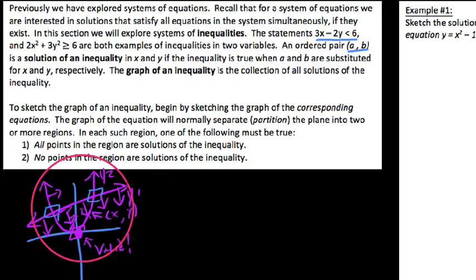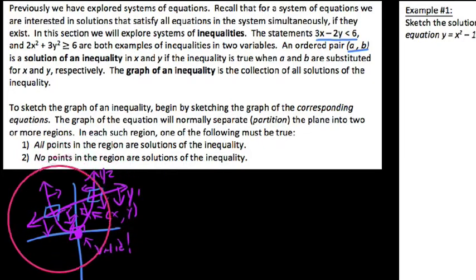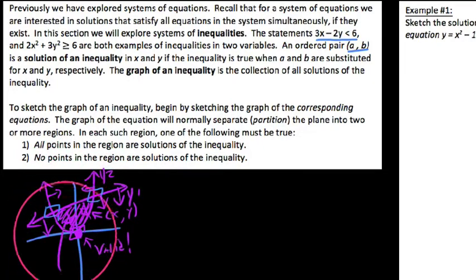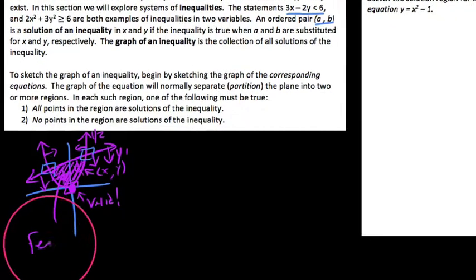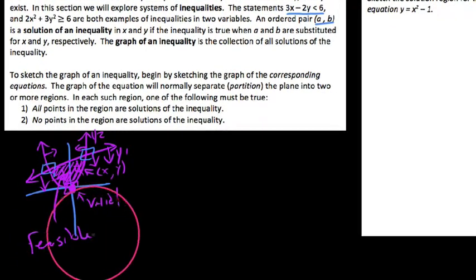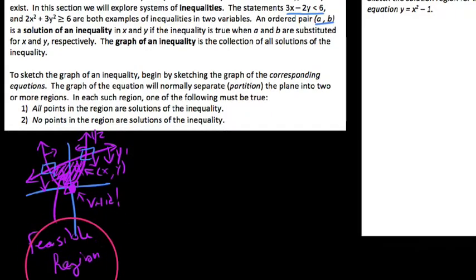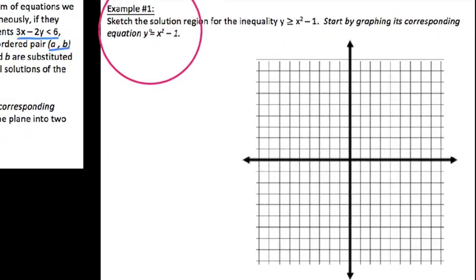What we're looking for with systems of inequalities are these regions where they shade together. We're going to give this a name. We call this the feasible region. Another word for feasible is doable. The feasible region is the solution region, the region containing all the points that would satisfy not one inequality or the other, but both inequalities together. Okay, so let's take a look at a few examples here. Example 1: sketch the solution region for the inequality y is greater than or equal to x squared minus 1.